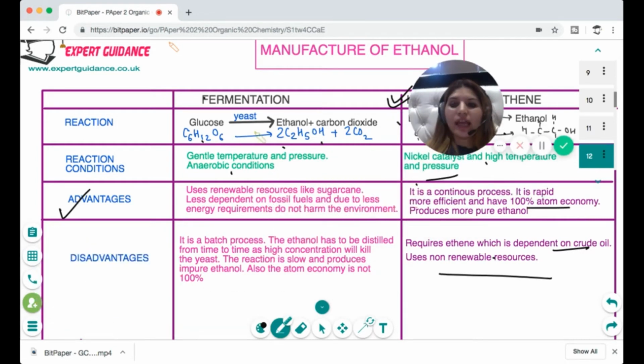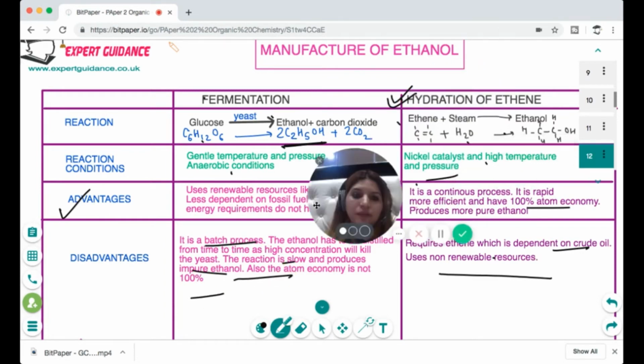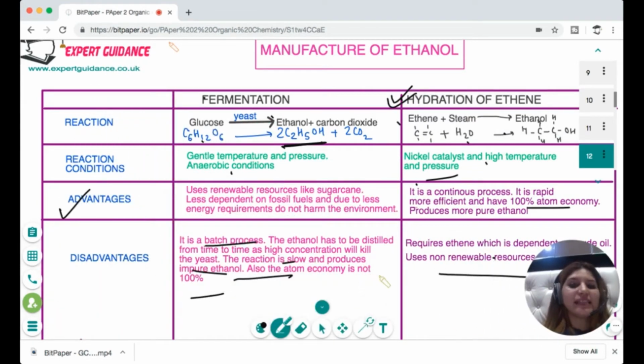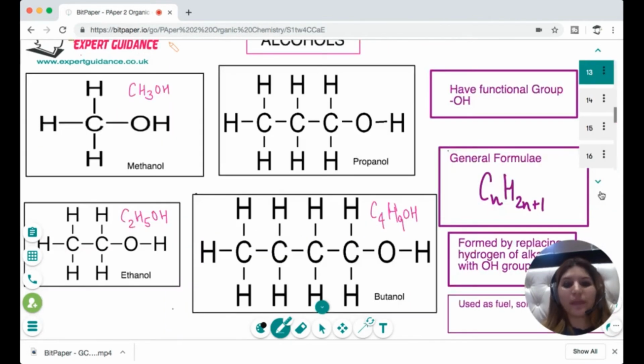On the other hand, fermentation is a batch process. You cannot keep the reaction going because as soon as the alcohol concentration increases, it will kill the yeast. So you need to make a certain quantity of alcohol, distill it off, and then do the reaction again. So the reaction is slow, produces impure ethanol, and the atom economy is not 100%. Both of these processes have their own advantages and disadvantages, and in the exam they'll ask you to explain both methods, and you have to explain the reaction conditions, advantages and disadvantages. So make sure you remember this table and contrast the benefits and disadvantages of each method.